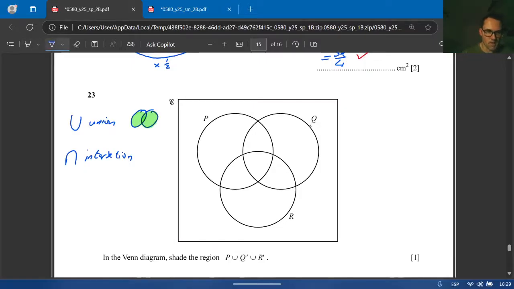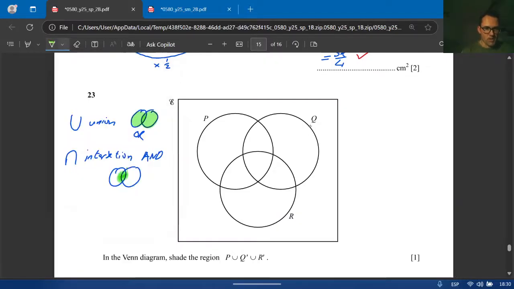Okay. Intersection has to be both. Has to be an A and a B. You get the idea. This is or: in the one, or in the other one, or in both. This is and: in the one and in the other one.